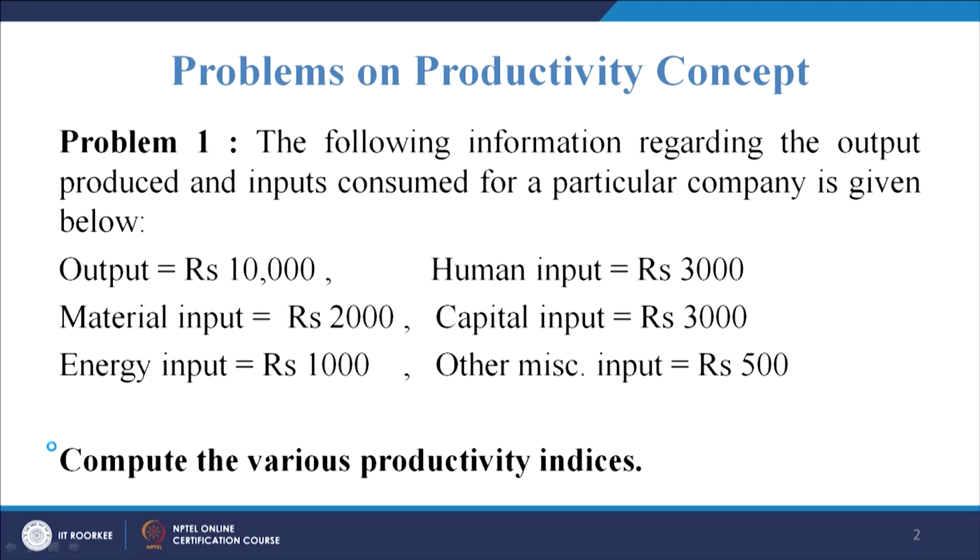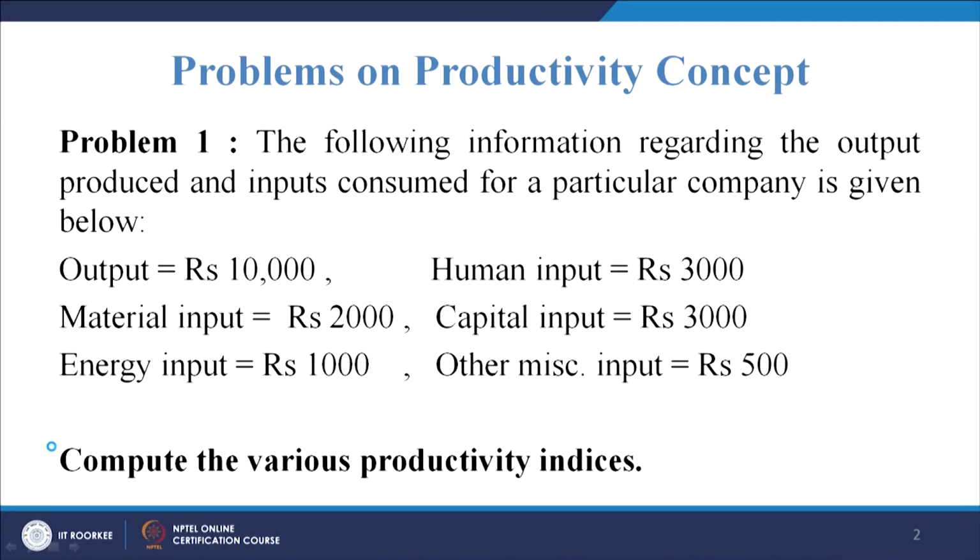So, let us see the first problem on your screen. The following information regarding the output produced and inputs consumed for a particular company is given below. So, the most simple problem, output is itself specified in terms of money, that is rupees 10,000. So, we know our numerator is rupees 10,000. What the inputs are is also clearly specified. Human input is rupees 3000, capital input is again rupees 3000, material input is 2000, energy input is rupees 1000 and other miscellaneous inputs are rupees 500. So, inputs are specified directly, output is also specified.